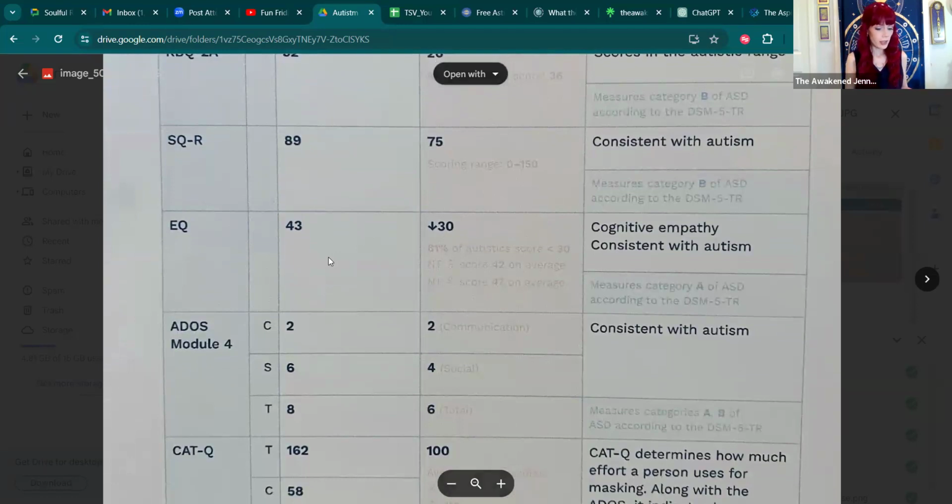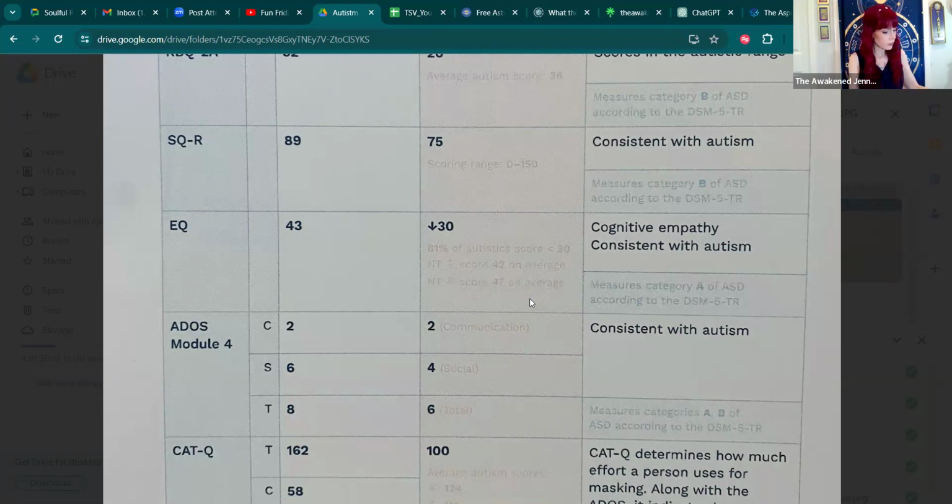The EQ, that is your Empathy Quotient. It's thought that autistic people are not very empathetic, but they are actually deeply empathetic. It's just the way that they express it can be different. The threshold is a score of below 30. 81% of autistic people score under 30. The average neurotypical score is 42.